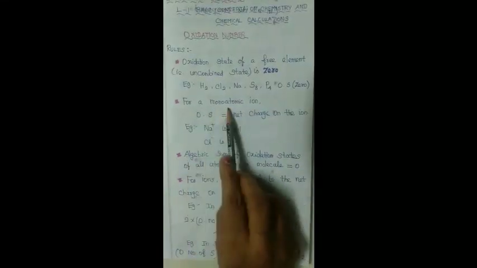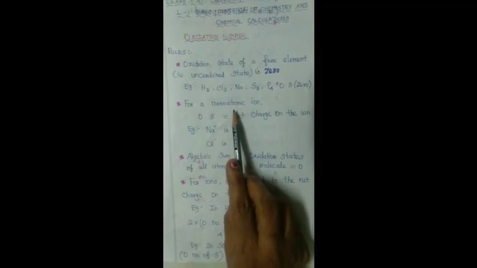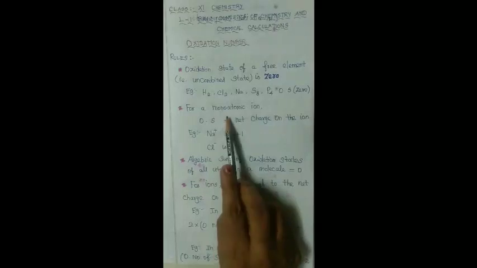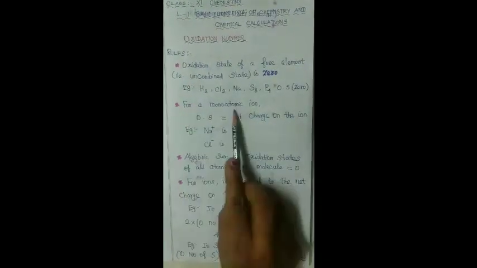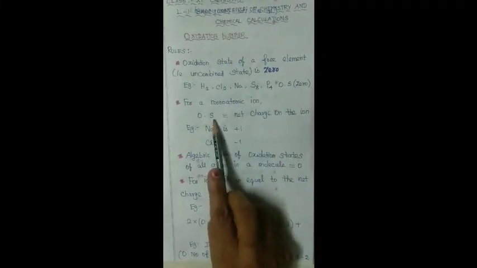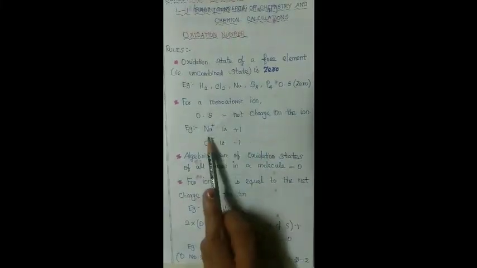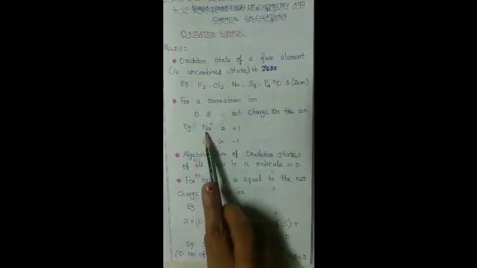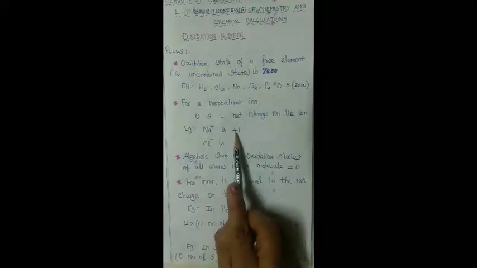Second one, for a monoatomic ion. What is meant by atomicity? Atomicity means number of atoms in a molecule. That is known as atomicity. For a monoatomic, atomicity is 1. For a monoatomic ion, oxidation state is equal to the net charge on the ion. For example, Na plus, here sodium ion, the oxidation state of sodium ion is plus 1. What is the charge on the ion here? Plus 1. So that is the oxidation state of sodium here.